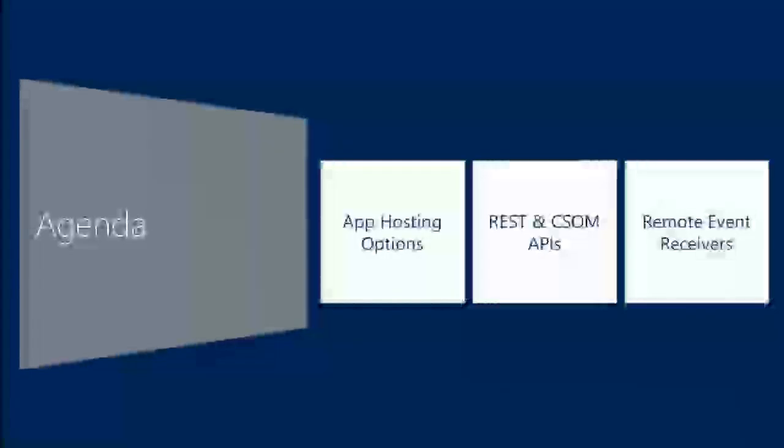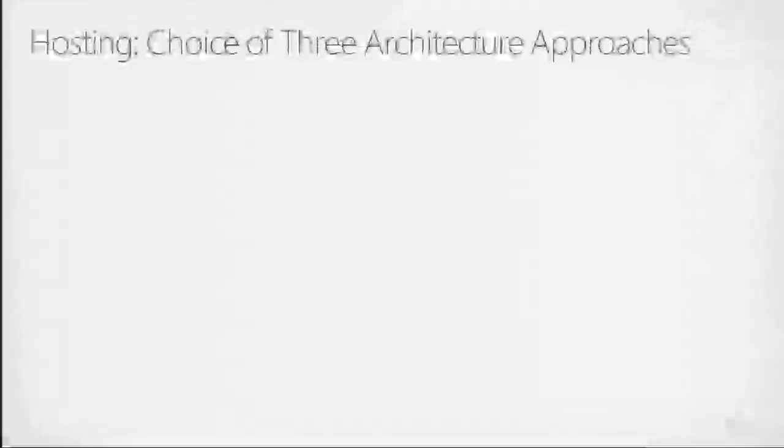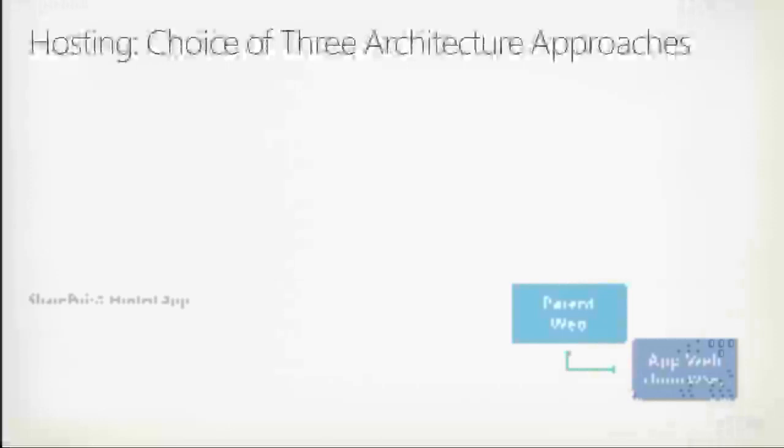We'll go into our agenda. We're going to talk a little bit about the app hosting options. Rolando had talked a little bit earlier, but I'll go into a little bit more detail. We'll talk a little bit about the REST and CSOM APIs. And then lastly, we'll finish up with remote event receivers. So with the app hosting options, there's generally 3 different types of architecture approaches. Now, we talked about them before, but we'll go in a little more depth.